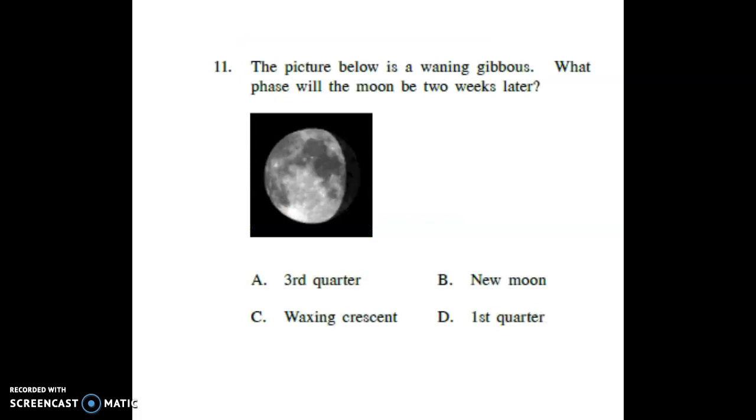Question 11. The picture below is a waning gibbous. What phase will the moon be 2 weeks later? A, third quarter, B, new moon, C, waxing crescent, or D, first quarter?